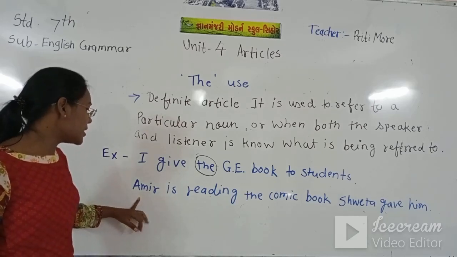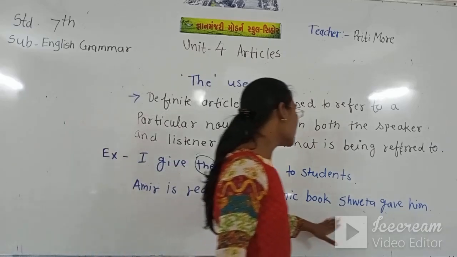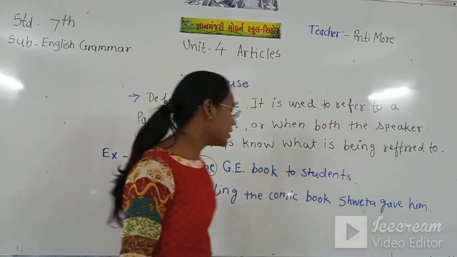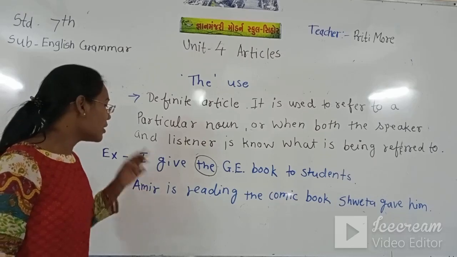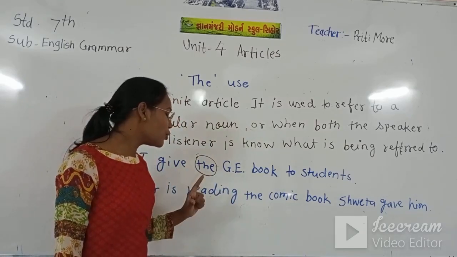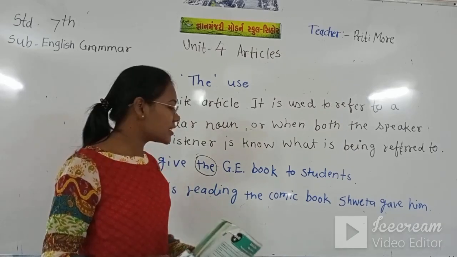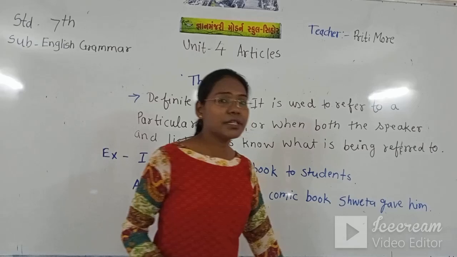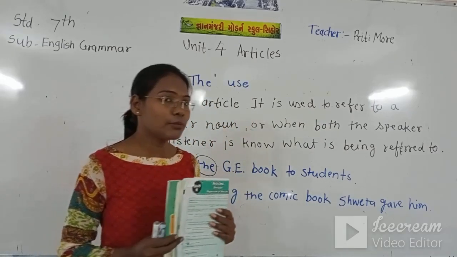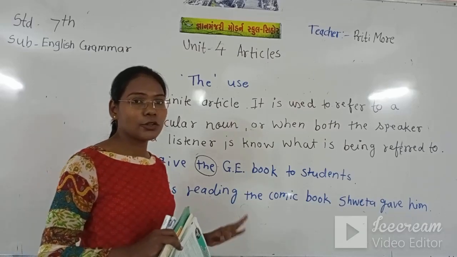Now in the second sentence, Amir is reading the comic book Shweta gave him. That means Amir is reading the book which Shweta gave him. Which book is Amir reading? The comic book. That means Shweta already read that book, then Shweta gave that book to Amir. Now Amir is reading that comic book.